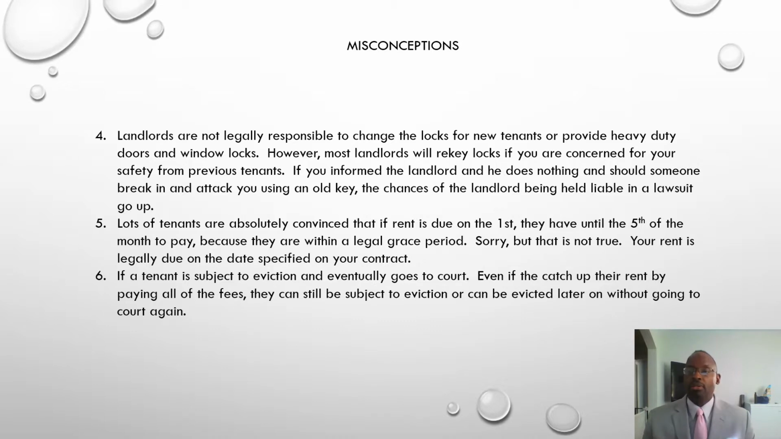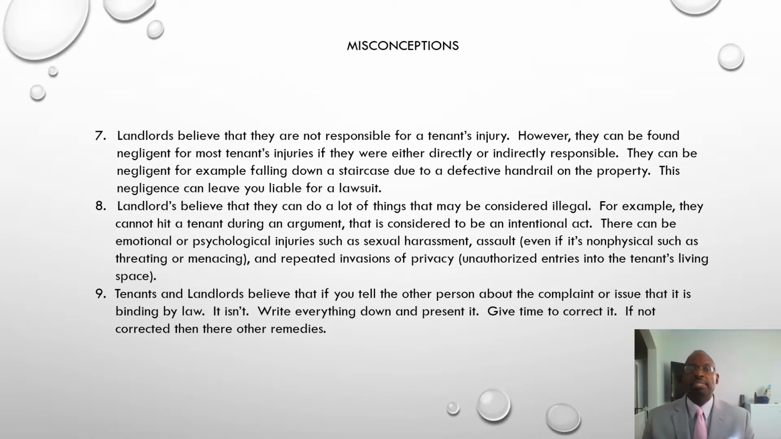without having to go back to court. Landlords believe that they are not responsible for tenants' injury. However, they can be found negligent for most tenants' injuries if they are either directly or indirectly responsible. They could be negligent, for example, if a handrail that's defective on a property causes a fall. That gives credence to negligence and can leave them liable for a lawsuit.